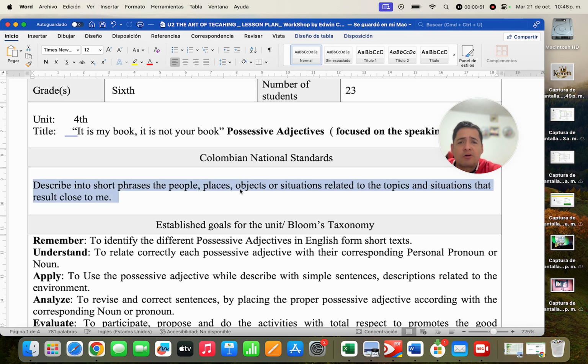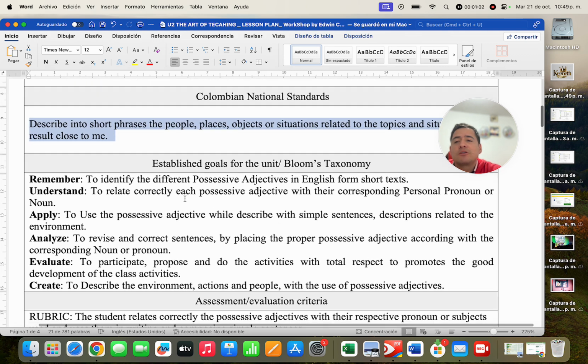I use one of the Colombia National Standards from the cartilla número 22: describing in short phrases the people, places, objects, and situations related to the topics and situations that are close to me.